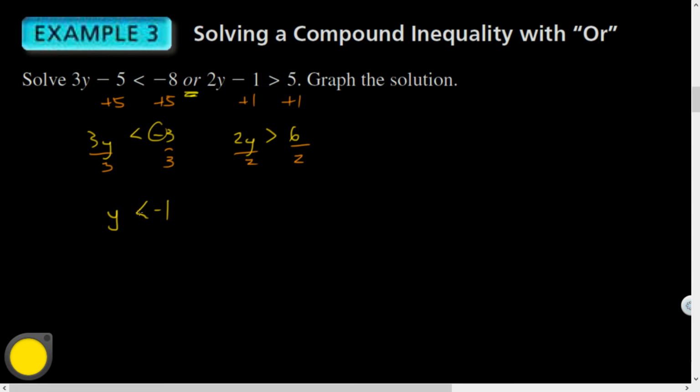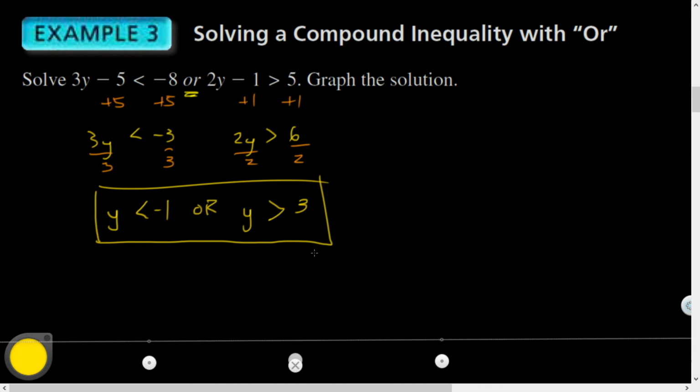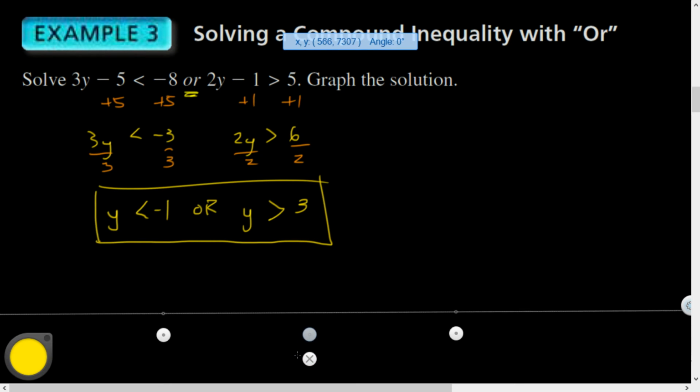Do I have to flip that sign? No. Ooh, tricky question. I divided by a positive, even though there was a negative in that fraction, so I don't have to flip it. And over here, dividing both sides by 2, I get y is greater than 3. And let's throw this OR in the mix. Bam! And box it. And let's draw our number line here.